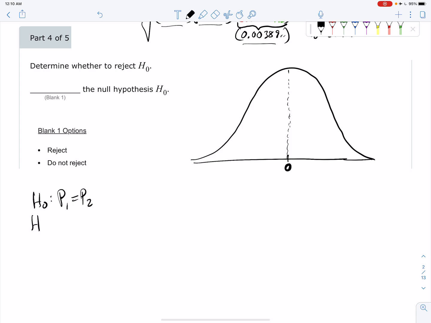Now our alternate, remember, what was our alternate? I've got to flip back a page. Oh yeah, I should know that. It was that they're not equal, that they're different. And so that caused us to do a two-tailed test. So we've got this two-tailed test going on, and we're doing critical values, right?